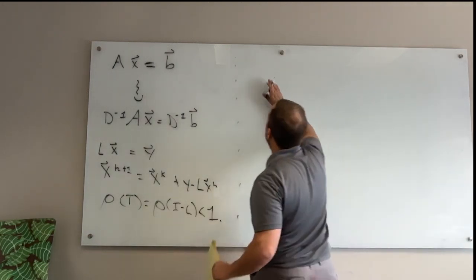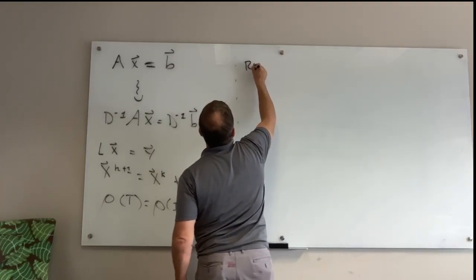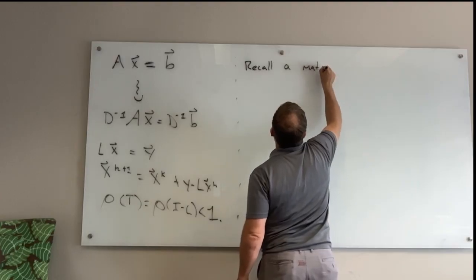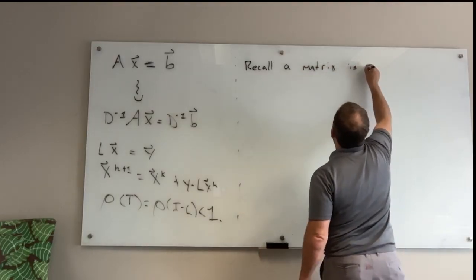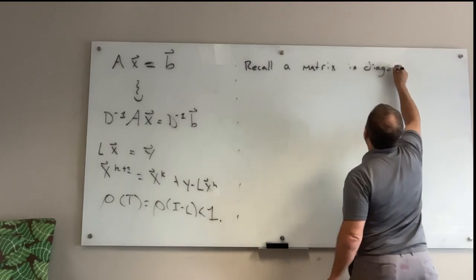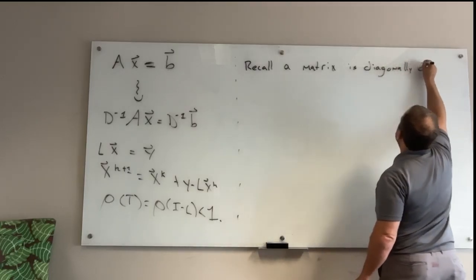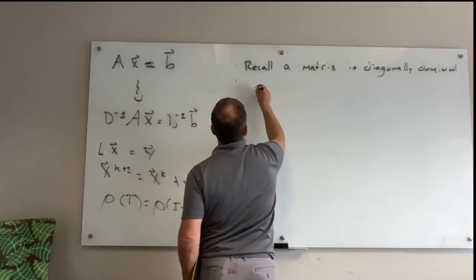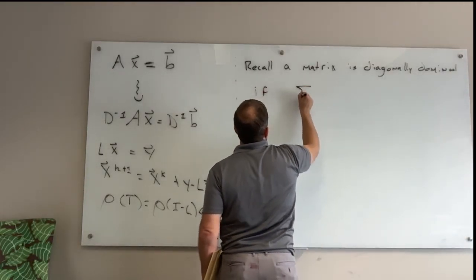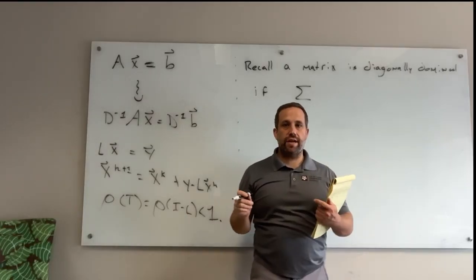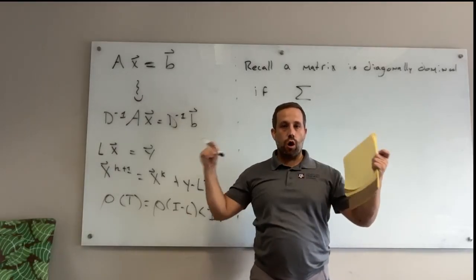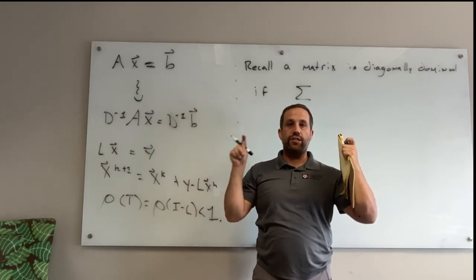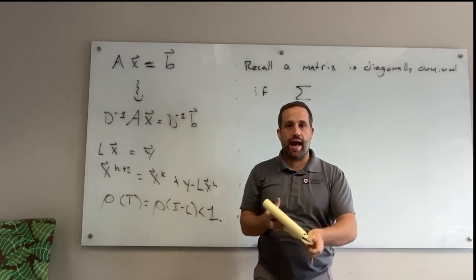All right, okay, so recall a matrix is diagonally dominant if, okay, so what this means, I'm just going to say what it is and then write it out. It means if you look at every single row and you sum up the absolute values of the off-diagonal entries, it's going to be strictly less than the on-diagonal entries.